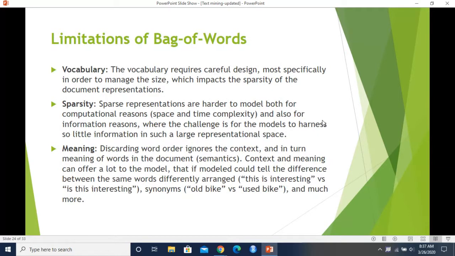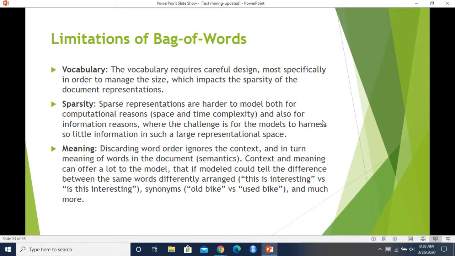Some limitations of bag of words. The bag of words model is very simple to understand and implement and offers a lot of flexibility for customization on your specific text data. It has been used with great success on prediction problems like language modeling and document classification. Nevertheless, it suffers from some shortcomings, such as vocabulary. The vocabulary requires careful design, most specifically in order to manage the size, which impacts the sparsity of the document representation.